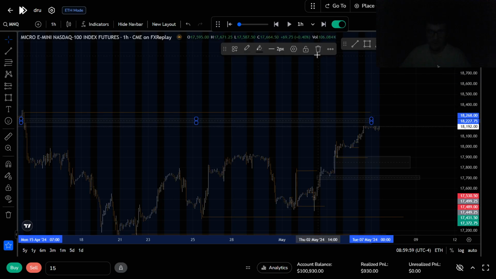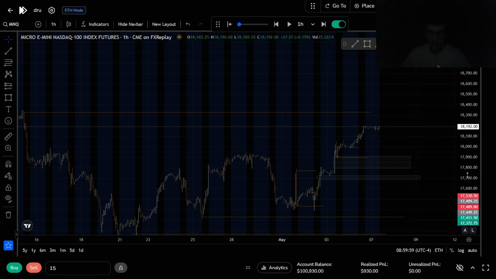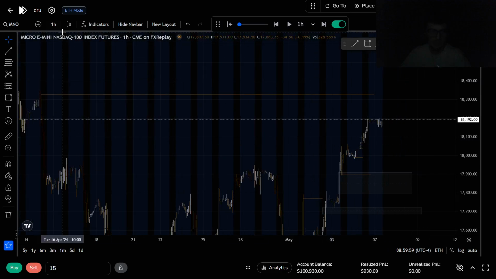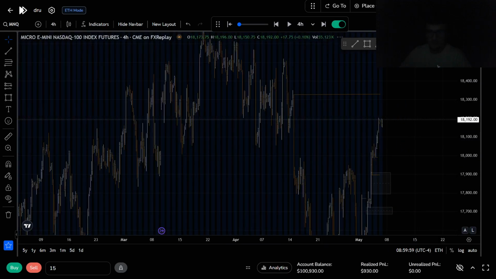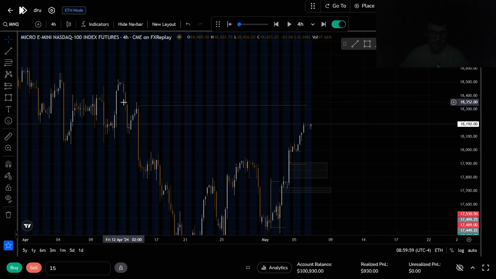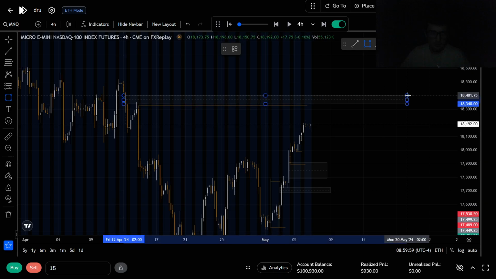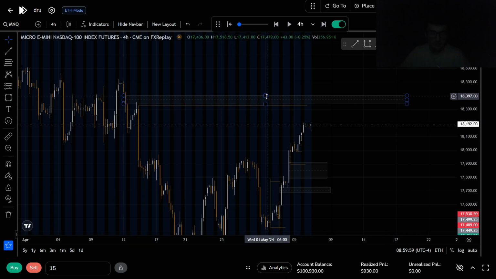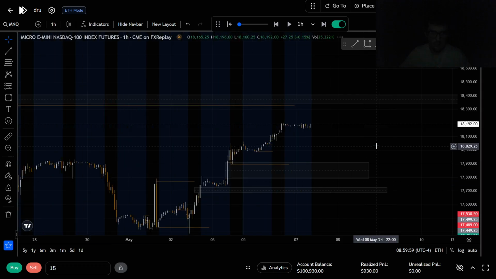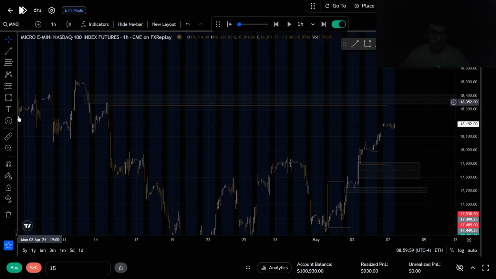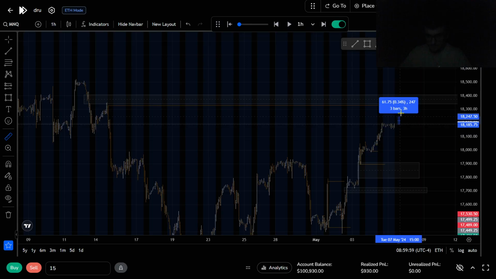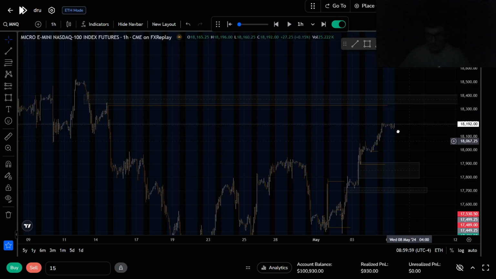So I'm thinking we're going to burst through that gap, so I don't really want to look at that gap anymore. What else am I seeing? Huge fair value gap right there on the 4-hour time frame. So that's what I'm looking for today on Tuesday.